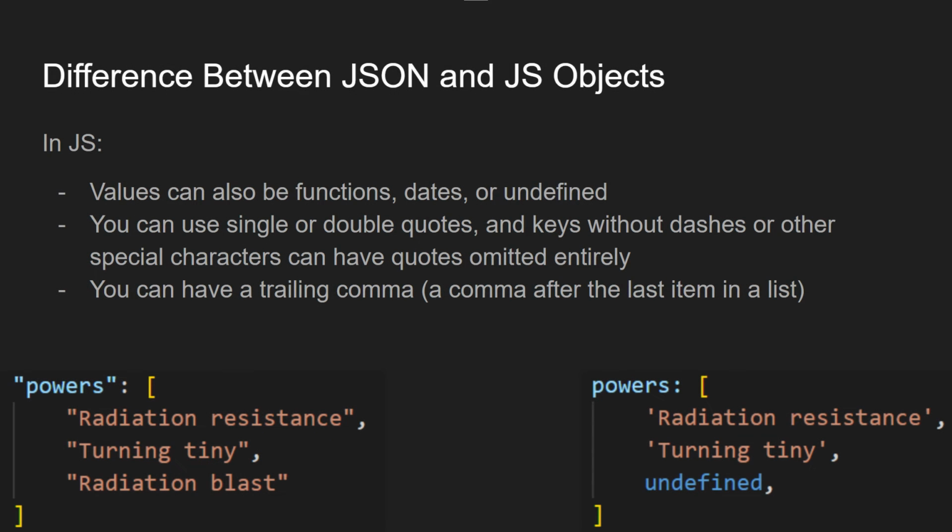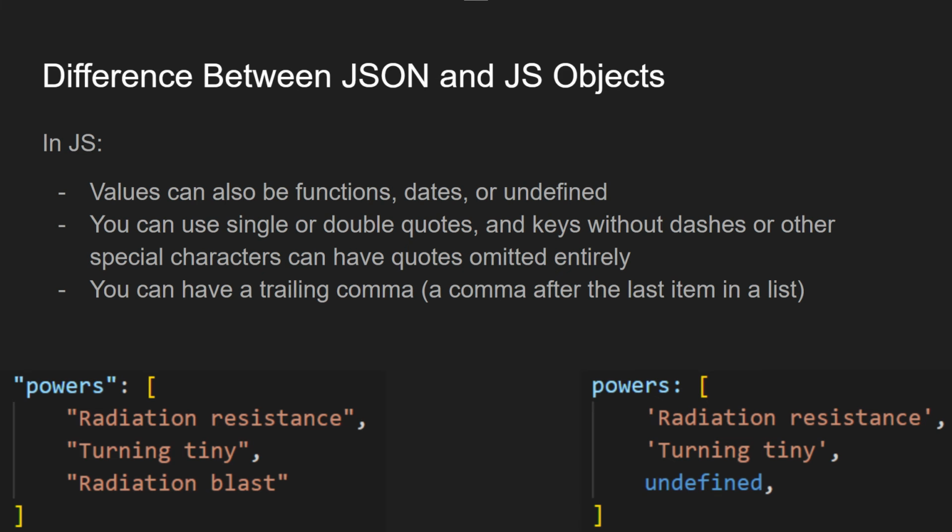In JavaScript, values can also be functions, dates, or undefined. You can use single or double quotes, and keys without dashes or other special characters have quotes omitted entirely. And you can have a trailing comma, which is a comma after the last item in a list. So for example, the left is valid JSON, and also a valid JavaScript object, but the right is only valid in JavaScript. Notice that powers doesn't need quotes around it. The strings have single quotes, one of the values is undefined, and there's a trailing comma, a comma after the last item. These are all options you can use in JavaScript objects, but they're not valid in JSON.